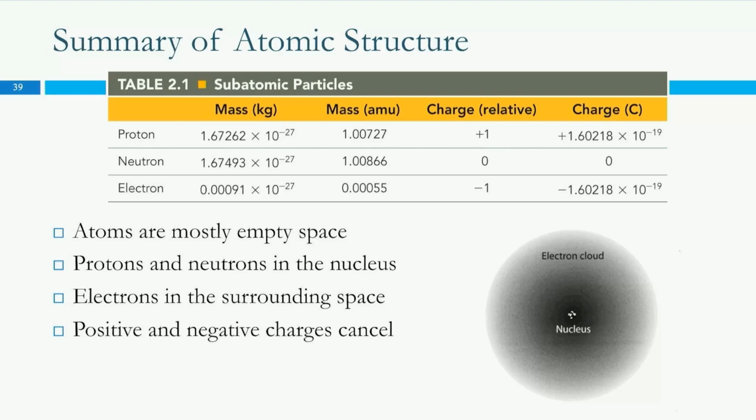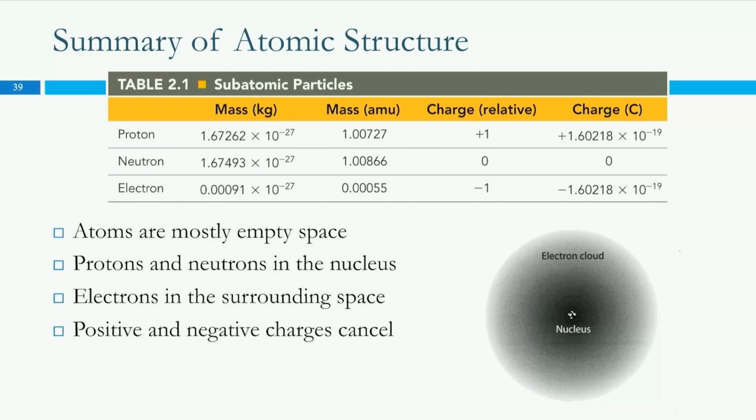This table, you don't need to memorize these masses. You just need to know that one proton is really light. You need to know that a proton and a neutron are about 1 AMU, and an electron has basically negligible mass. You need to know that a proton has a positive charge, a neutron is neutral, and an electron has a negative charge.